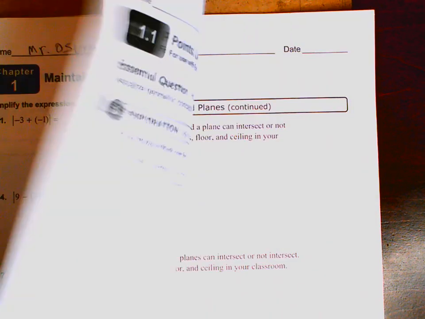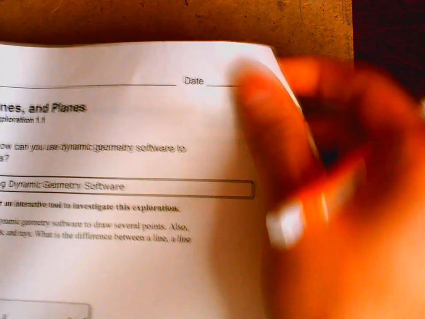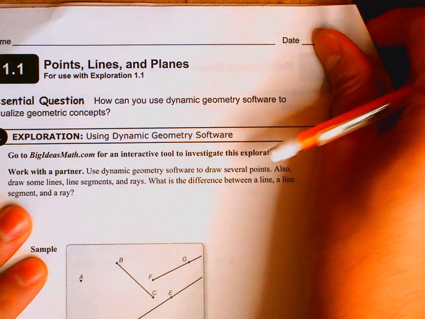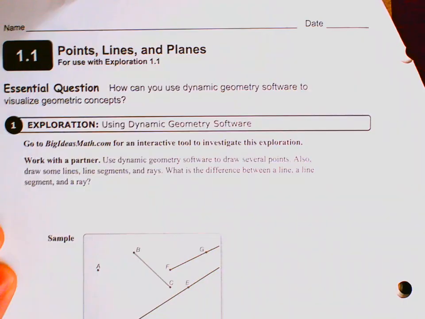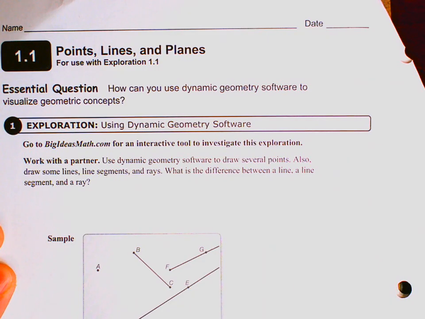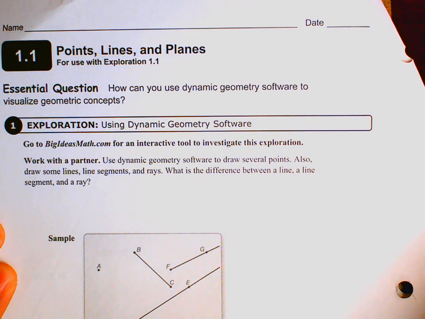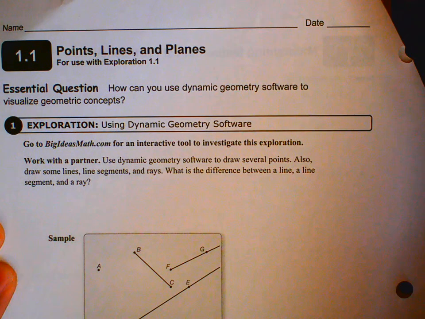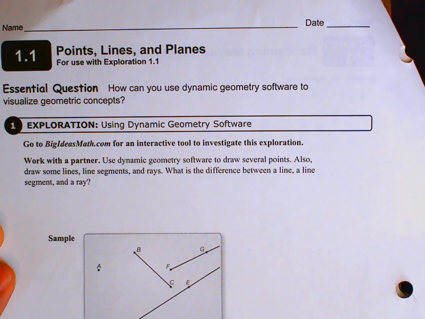Now, the very first lesson that we're going to do is lesson 1.1, which deals with points, lines, and planes. Now, we're not going to start in the exploration page. What we're going to do is talk a little bit about a few definitions. So for that, I need you to turn to page 4. No, 5, sorry. So turn to page 5.